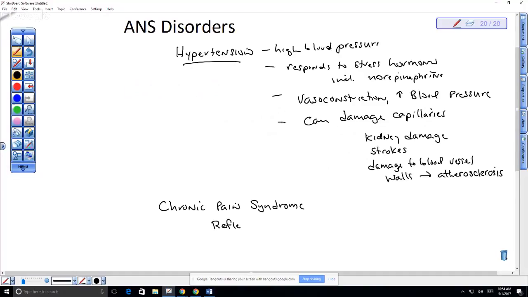reflex sympathetic dystrophy. Oops, let's spell that right. Dystrophy. And this is abbreviated as RSD, reflex sympathetic dystrophy. So when we look at this, it is actually believed to be due to the overactivation of the sympathetic nervous system. So the sympathetic nervous system becomes kind of hyper.